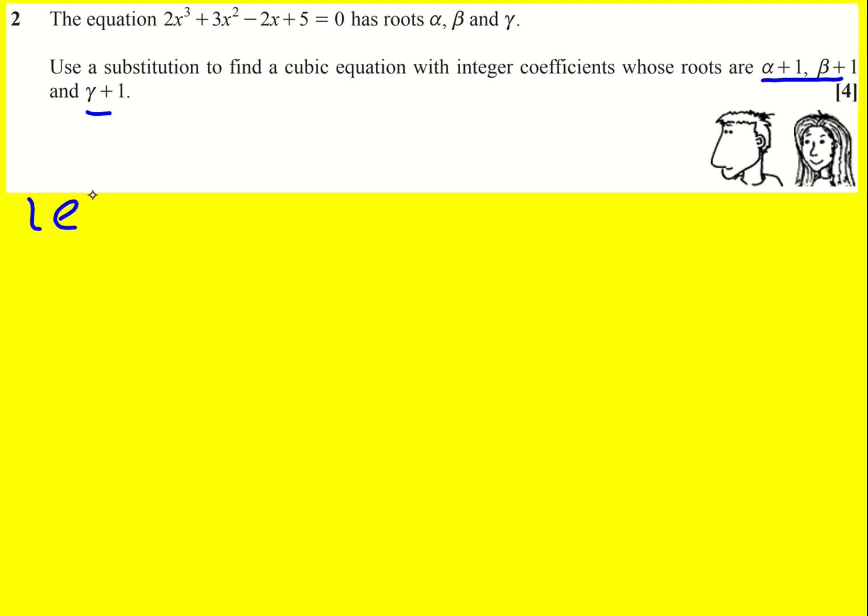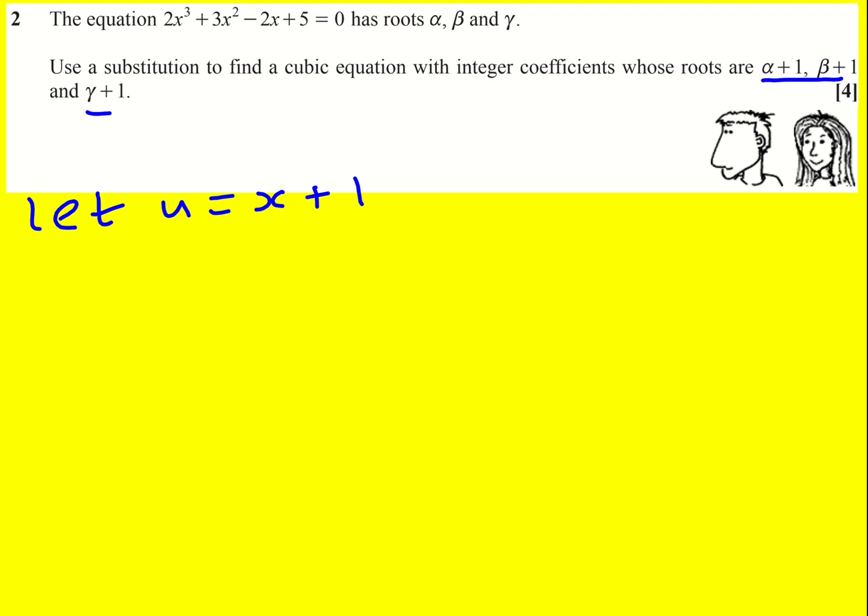We can basically do a substitution, let u equal x plus 1, because that means for every single x value, you're going to add 1 to it to give you a u value. So if you had an x value of alpha, then your u value will be alpha plus 1. And if the root was alpha, then the root will now be alpha plus 1, and so on. So that is all we need to do.